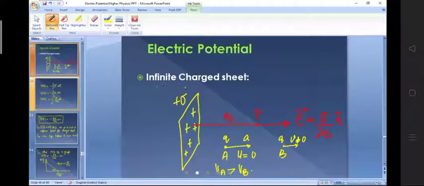So we have calculated. Again, I will be repeating this. Pay close attention here. For an infinite charged sheet, we know the electrostatic field. We can calculate the potential using this equation, by this or this.